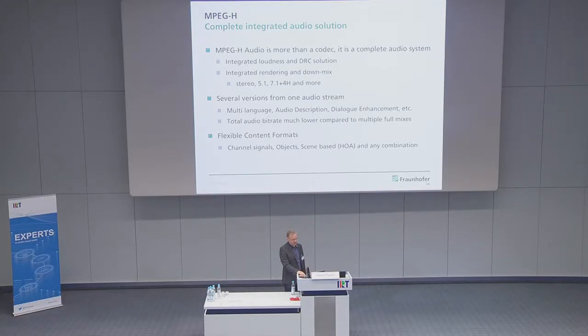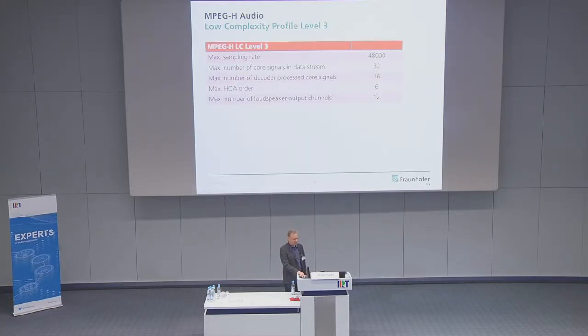Of course, if you want to be able to decode and render that in real time, there are some limitations, and those are defined in MPEG typically in levels, as in all the MPEG standards. For MPEG-H, what we use is the low complexity profile, level 3. And this has a target of TV broadcast sampling rate.